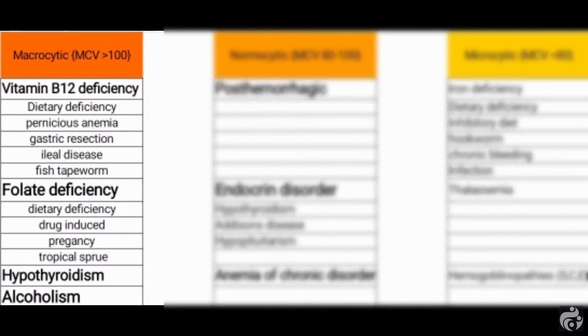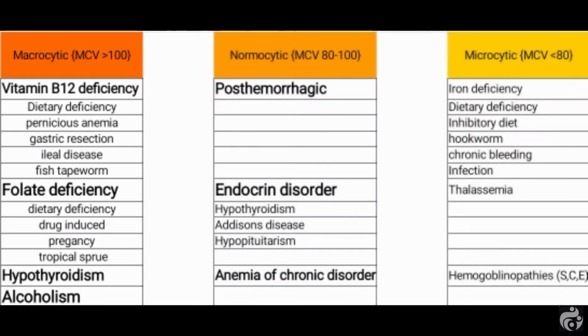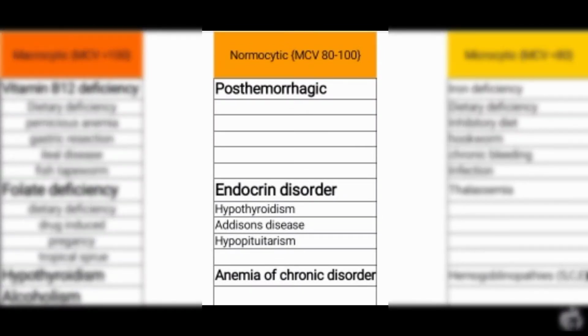Here, the macrocytic can be due to vitamin B12 deficiency because of dietary deficiency, pernicious anemia, gastric resection, ileal diseases, fish tapeworm, etc. Due to folate deficiency because of dietary deficiency, drug-induced, pregnancy, tropical sprue, or due to hypothyroidism and alcoholism. Whereas the normocytic anemia can be post-hemorrhagic or due to endocrine disorders like hypothyroidism, Addison's disease, hypopituitarism, or due to anemia of chronic disorders.